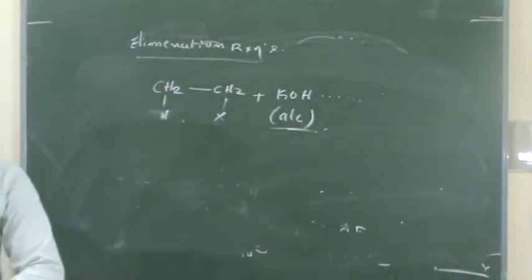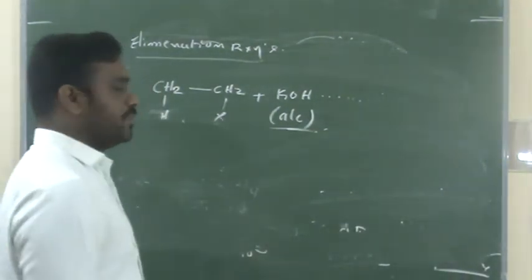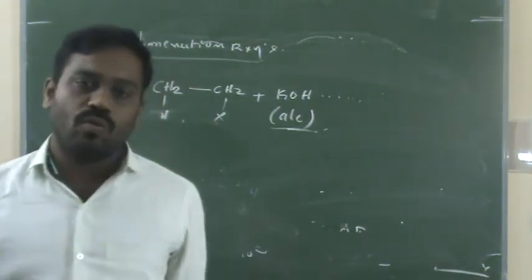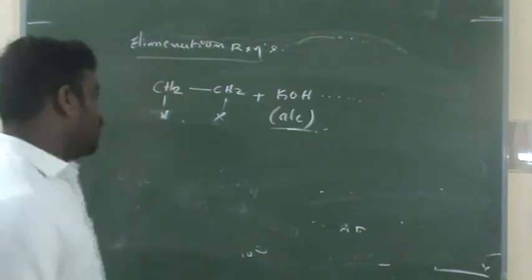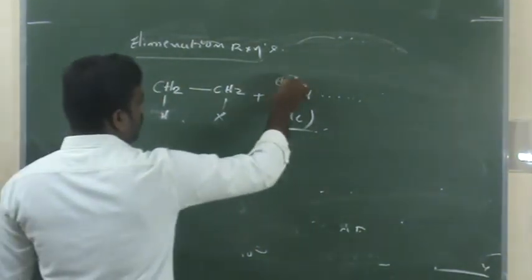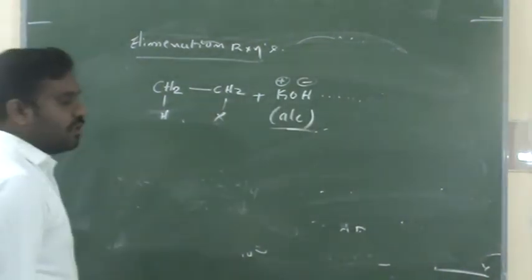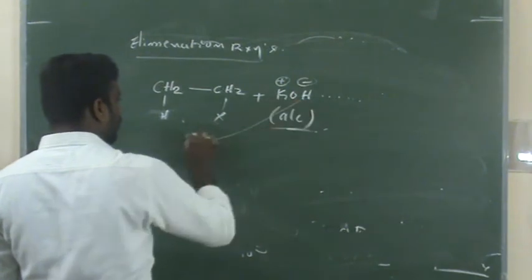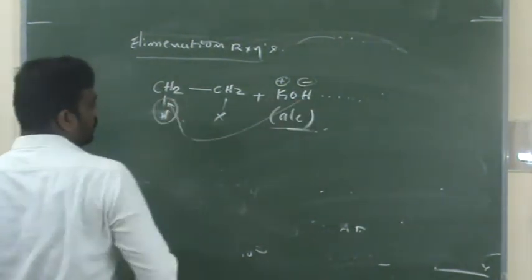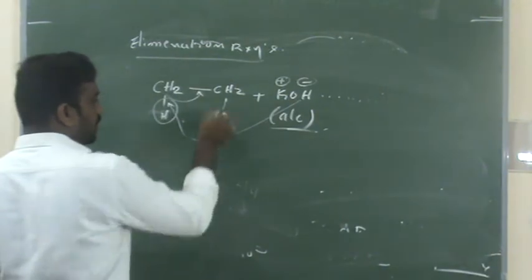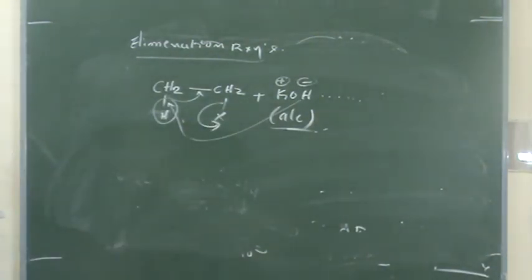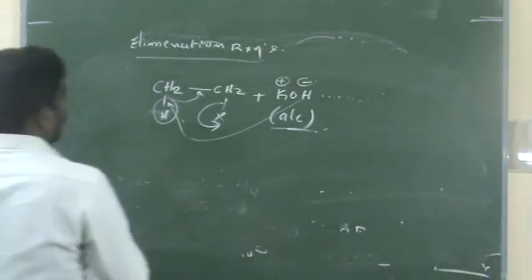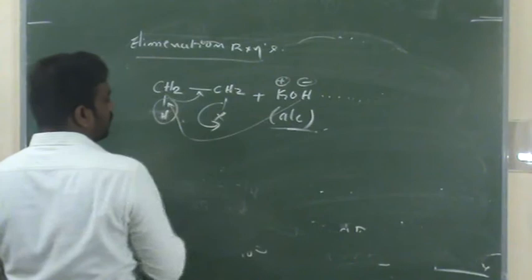What is the meaning of alcoholic? KOH pellets or NaOH pellets you can dissolve into alcohol, that is called alcoholic KOH. This alcoholic KOH is K+ and OH-. This OH- is going to take this hydrogen, and these electrons are given like this. This hydrogen is going like this.